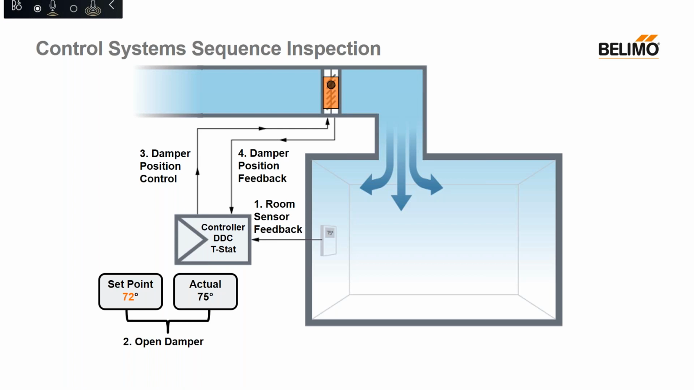Once the damper starts moving, there will be feedback sent from the actuator to the controller communicating that it is moving to the signal given. Next, the damper will start moving open, letting in cool air. This will then make the temperature change to 72 degrees. Finally, the room sensor will send feedback to the controller saying the set point and actual are now the same. As stated previously, re-evaluating your sequences should also be done in order to see if there are any changes to be made due to the new guidelines' recommendations.